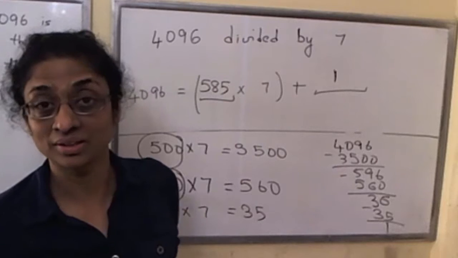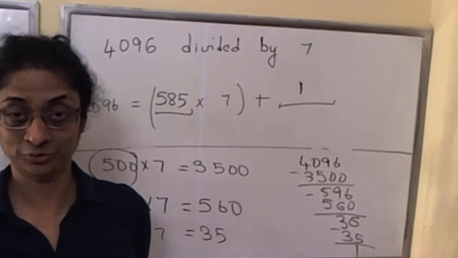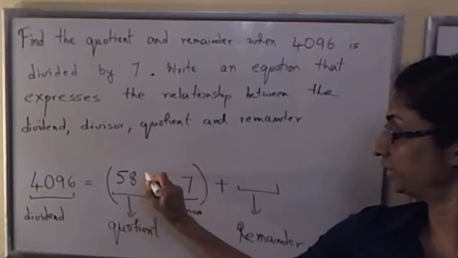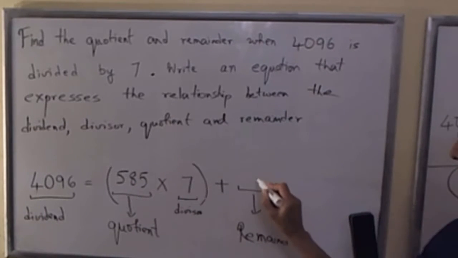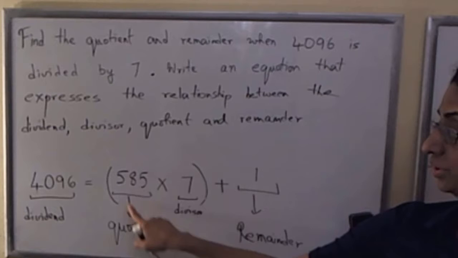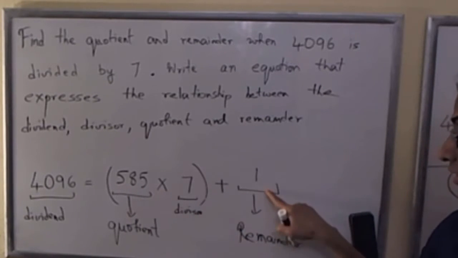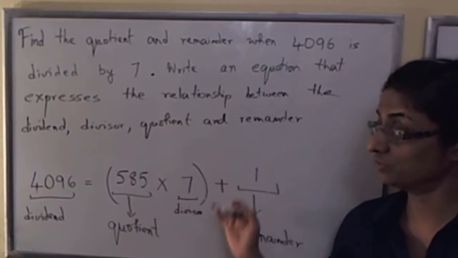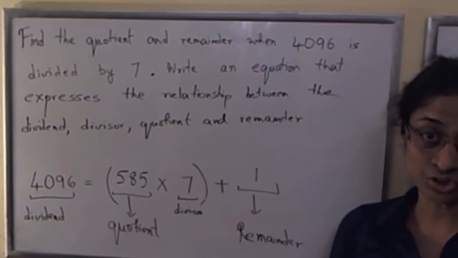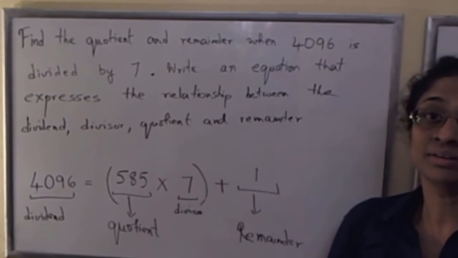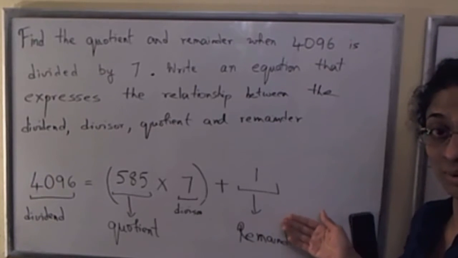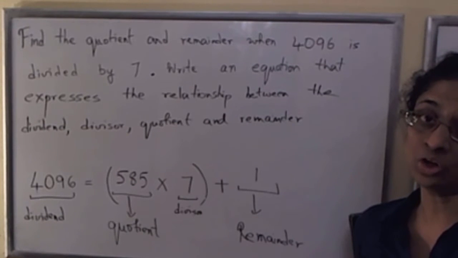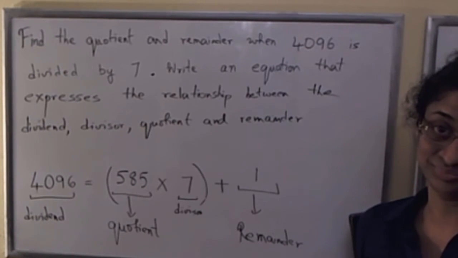So let's record that on the other board for our answer. So here we have 4096 equals 585 times 7 plus 1. The quotient is 585, 1 is the remainder. And so this procedure that we have done is called division with remainder, and we'll do some more examples. We'll end this series with the long division algorithm. Thank you.